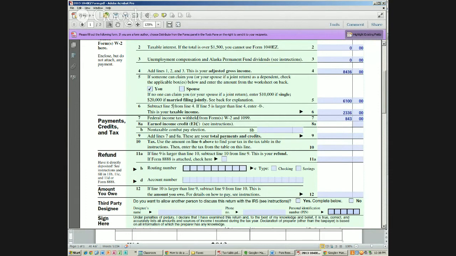All right, earned income credit. She doesn't have it. Don't worry about combat pay. Number 9. Add lines 7 and 8. Well, if that's a 0, 7 and 8, 843. You would just add them together. You would add your W-2s together.